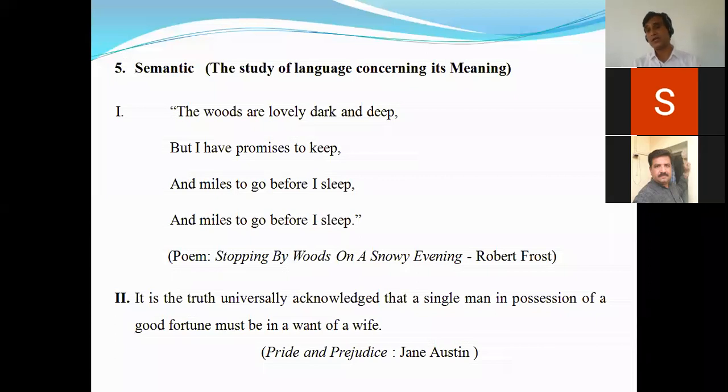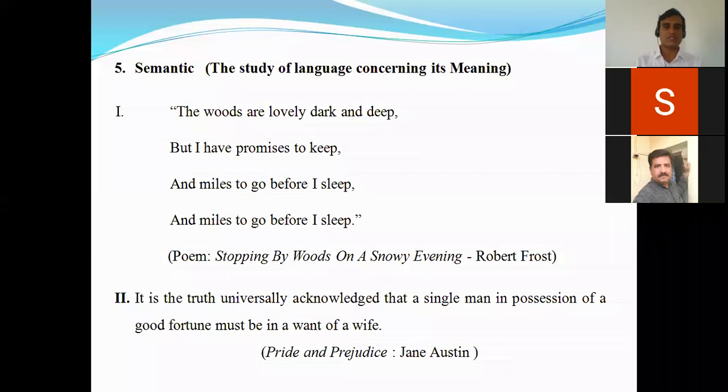One hidden and symbolic meaning is that as the forest is dark and deep, in the same way our life is very beautiful. It is dark and deep like the forest, having multiple colors. But we have to keep certain promises. And before going to sleep, that means before going in the direction of death, which is the final and ultimate truth of a human life, we have to perform the tasks assigned to us by God. So that is the hidden meaning here. The woods are lovely, dark and deep, but I have promises to keep and miles to go before I sleep.